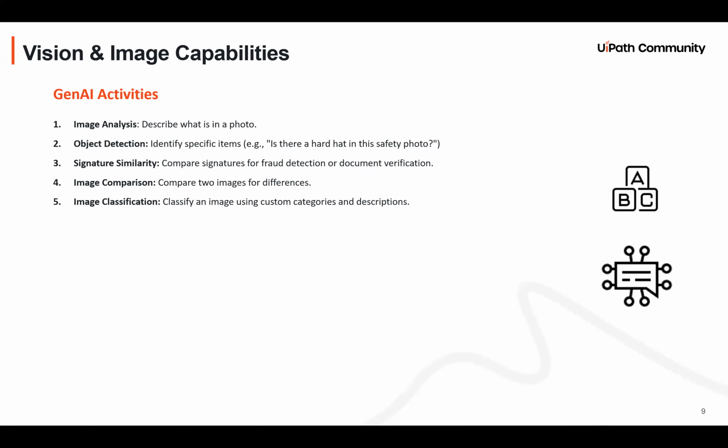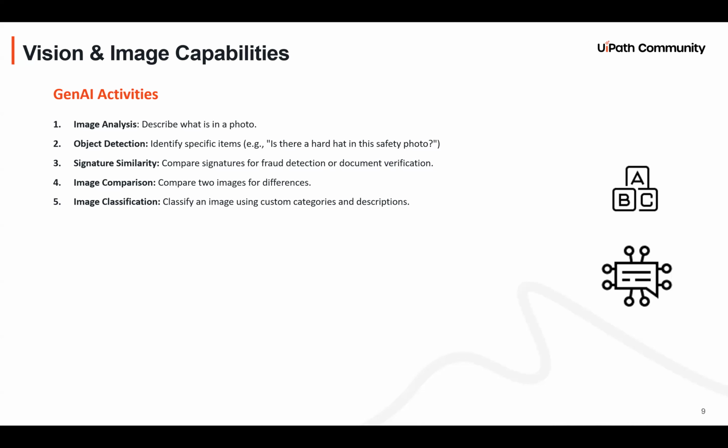So one is image analysis, to analyze an image: what is in it, what is the color of the images, or whatever description we need from that particular image. We can use this image analysis activity. We just have to provide the image path and a prompt for what we need to get from it, and it will give us the image analysis.